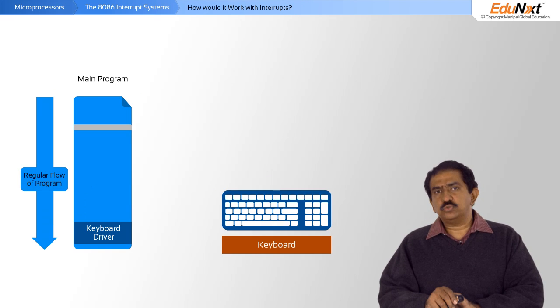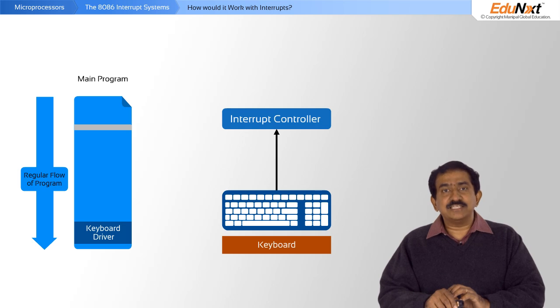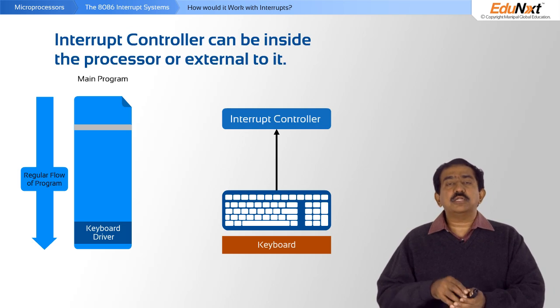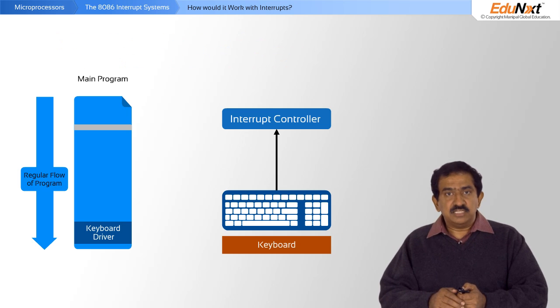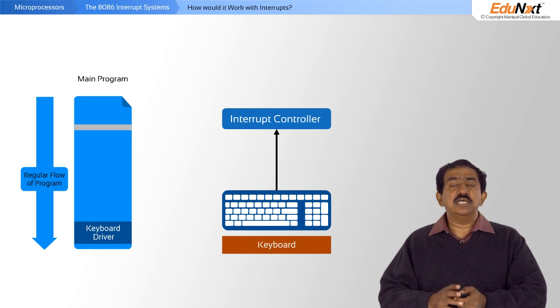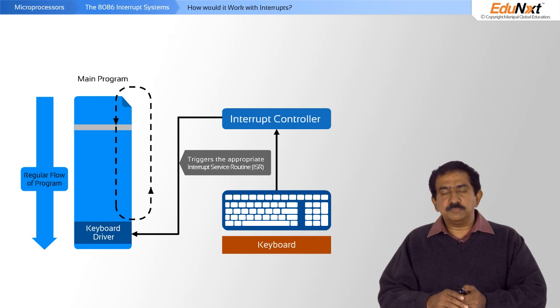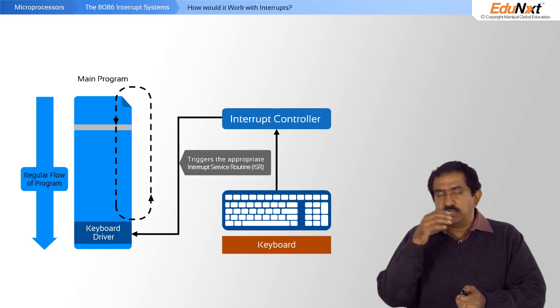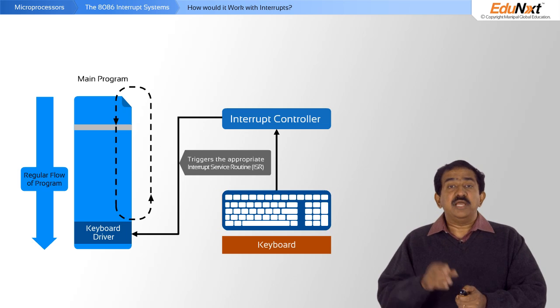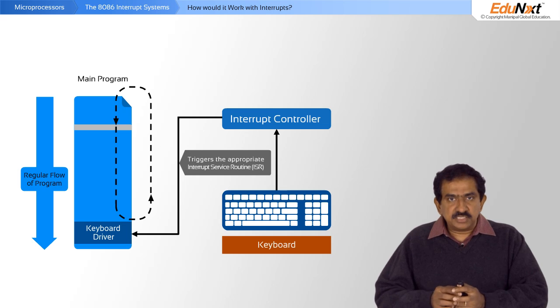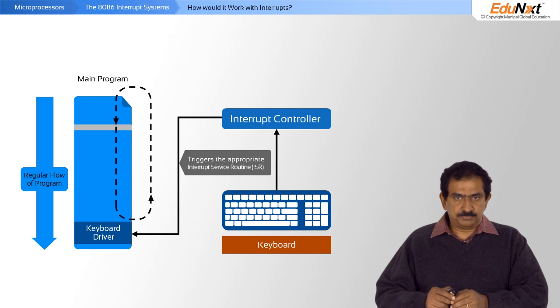As soon as a key is pressed on the keyboard, the interrupt controller gets into operation. The interrupt controller could be part of the processor or it could be a separate external device. The interrupt controller in turn interrupts the processor. The processor stops whatever it was doing, executes the interrupt service routine, in this case the keyboard service routine, and then comes back to the main program. This is what would happen in a world with an interrupt.